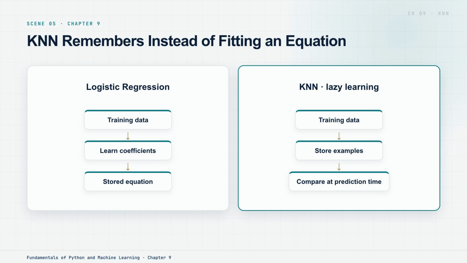KNN is often described as an instance-based or lazy learning algorithm. During fitting, it does not estimate coefficients for a global prediction equation. Instead, it stores the training examples and uses them when a prediction is requested. This makes the fitting stage relatively simple. However, prediction can become expensive because the algorithm may need to calculate distances from the query observation to many training samples. Although KNN does not fit a traditional equation, its neighbor voting behavior still creates an effective decision boundary across the feature space.